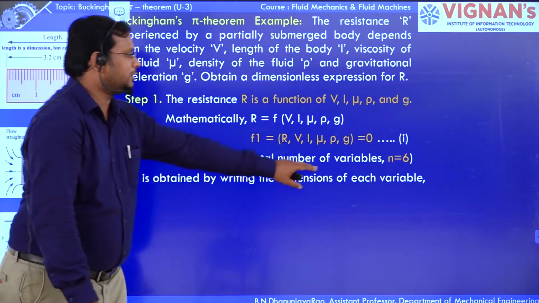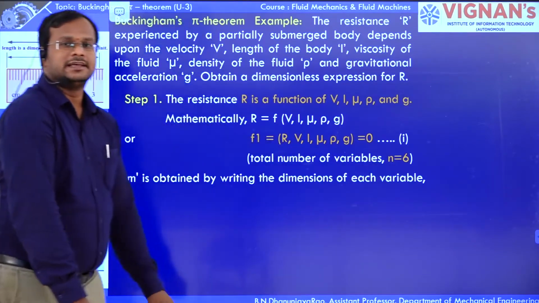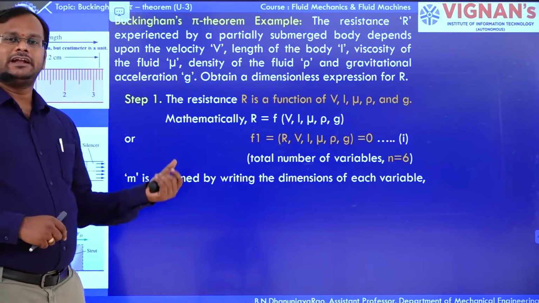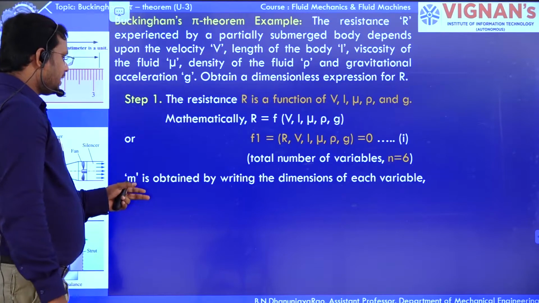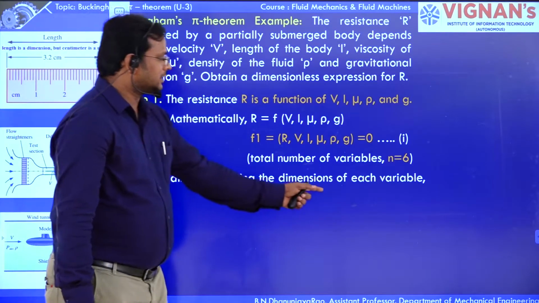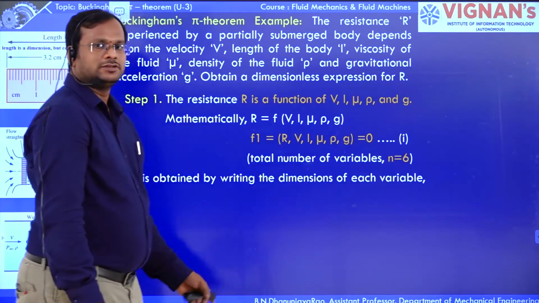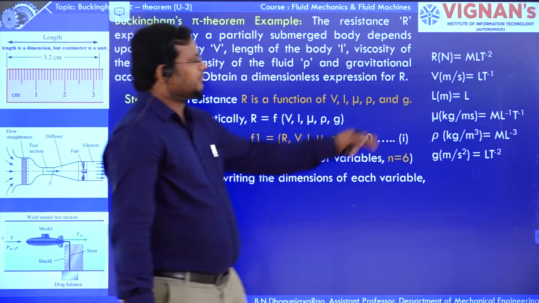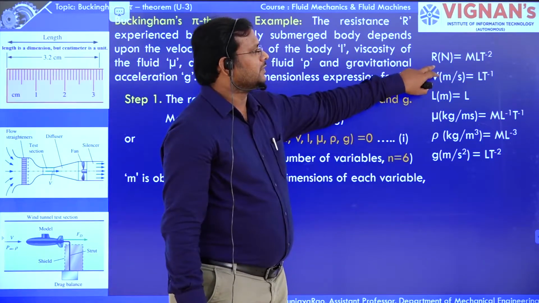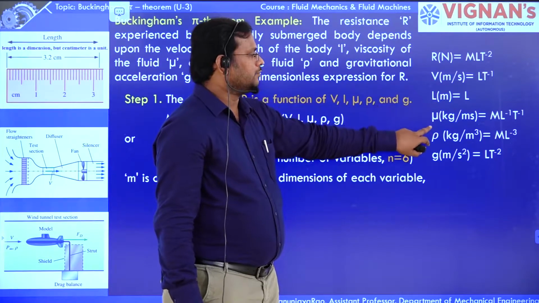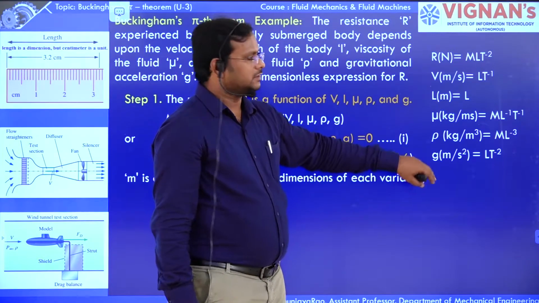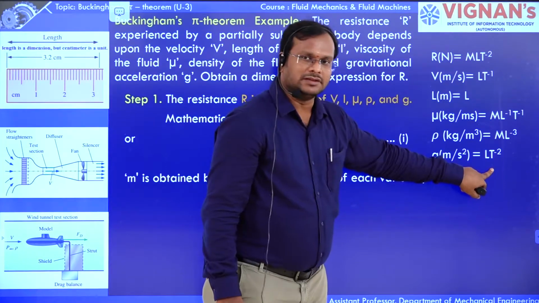So the total number of variables involved here is 6, including independent and dependent variables. m is obtained by writing the dimensions of each variable. So here we are writing the dimensions of each and every variable: R, V, L, mu, rho, g. So these are the dimensions.